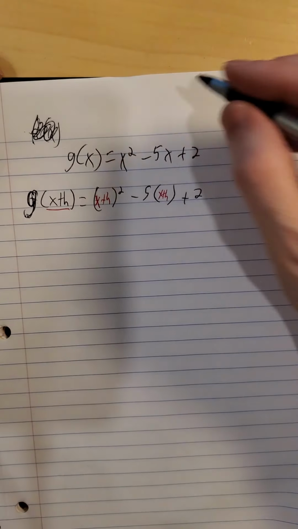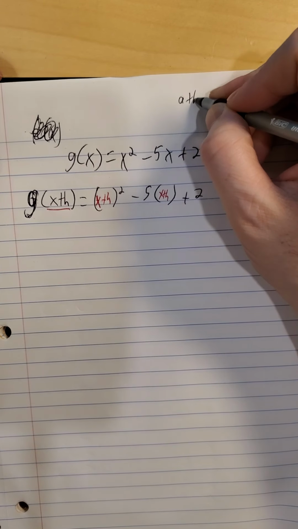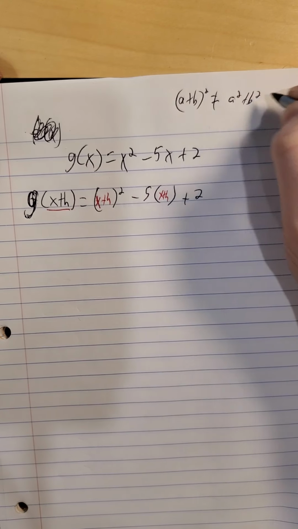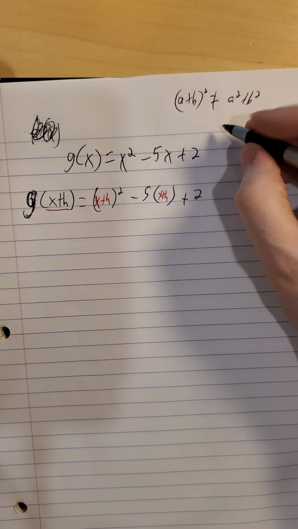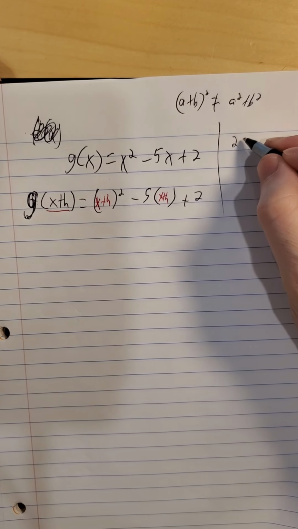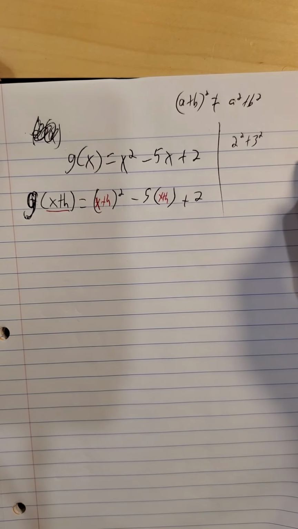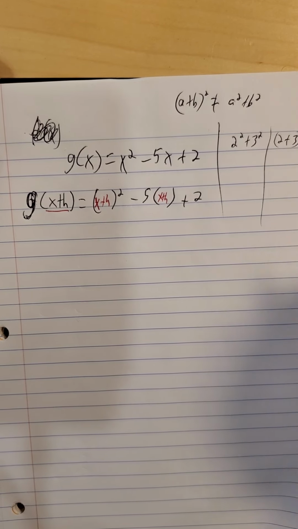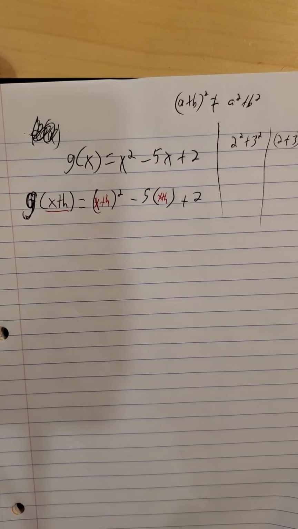This is a really good time for a reminder. (a + b) squared does not equal a squared plus b squared. If you want to convince yourself of that, try out doing 2 squared plus 3 squared and (2 + 3) squared. You'll see you have two different values for that.